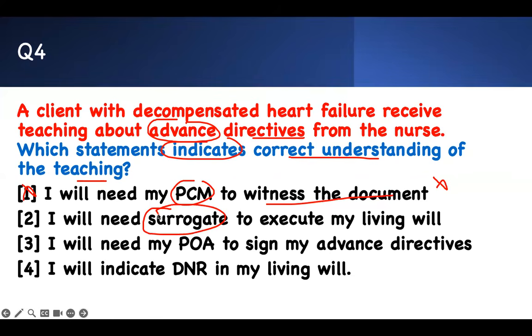I would need a power of attorney to sign my advance directives. The power of attorney is the one you give a copy of the advance directive to. They should not sign it. It may be falsified. I will indicate DNR status in my living will. Yes, this is what you write in to tell them what you want done. So this is the correct understanding. Number 4.